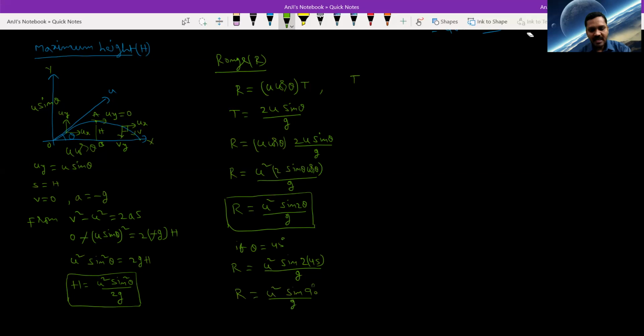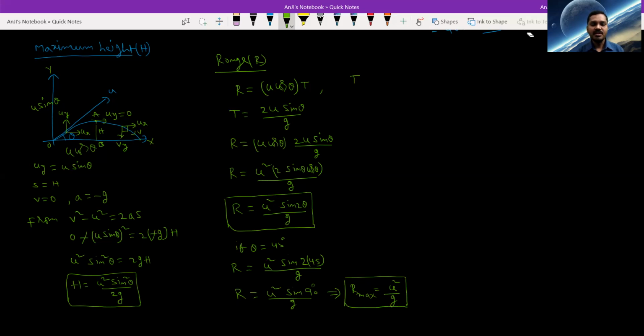So this is the maximum range of projectile, R max is equal to u square divided by g. This is the range of projectile, maximum range of the projectile. So till now we discussed two important formulas here. Maximum height of a projectile body, H is equal to u square sin square theta by 2g. And another one is range of projectile, R is equal to u square sin 2 theta by g.